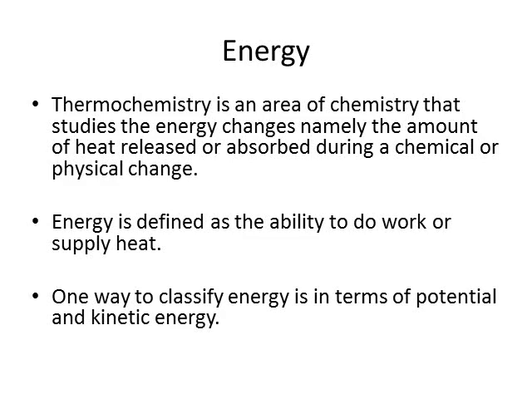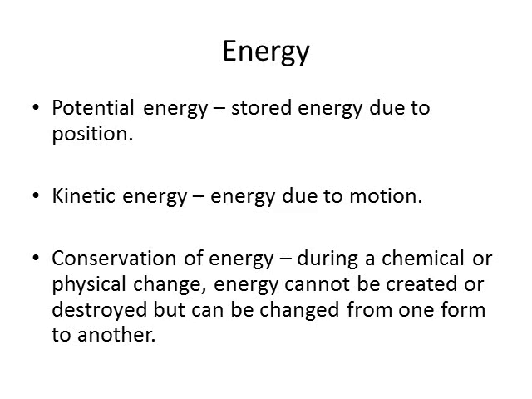How do we define energy? Energy is often defined as the ability to do work or supply heat. Now let's classify energy. We can classify it in two ways, in terms of potential energy or kinetic energy. Potential energy is stored energy due to position, such as a book resting on top of a shelf. Kinetic energy is energy due to motion, for example, a book falling off the shelf. So the motion of the book falling is kinetic energy.